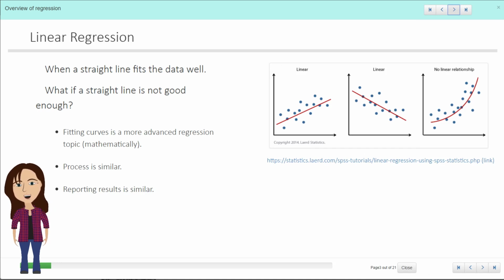So the simplest way to fit a line to data points is to fit a straight line, and we call this simple linear regression just because it is the simplest form of regression. Not everyone finds it simple to do, and we're going to use this only if a straight line fits really well. If a straight line is not a good fit, then we probably need to fit a curve or fit something a little bit more complicated. The process is very similar and reporting the results is very similar, but we're not going to go through any of the mechanics in this class. So all we're concerned with at the moment is just looking for, is a straight line a good fit or is it not?